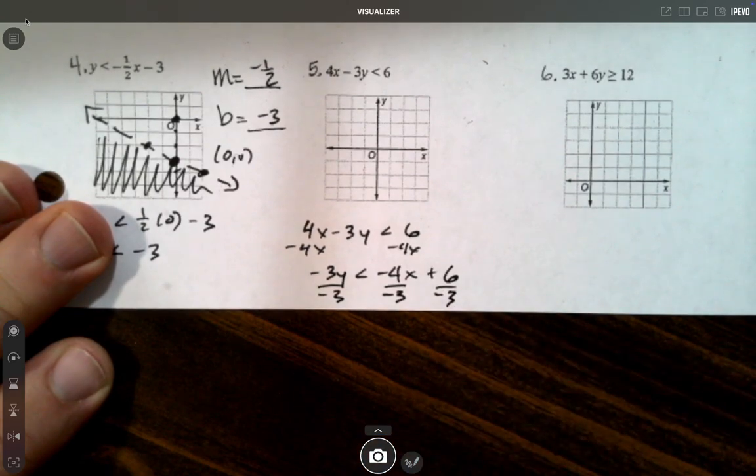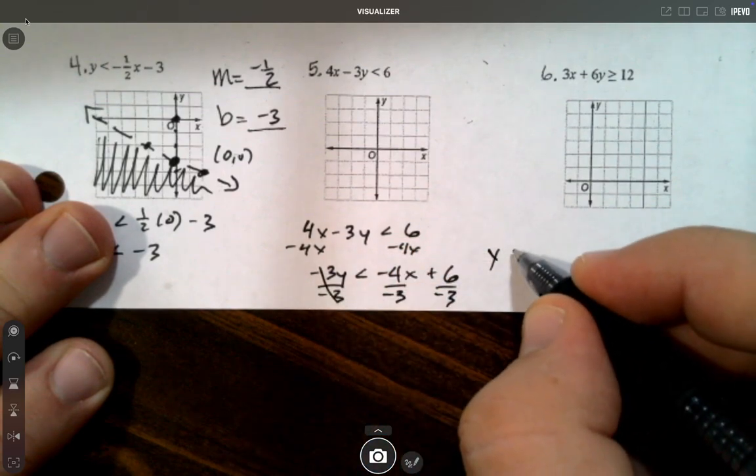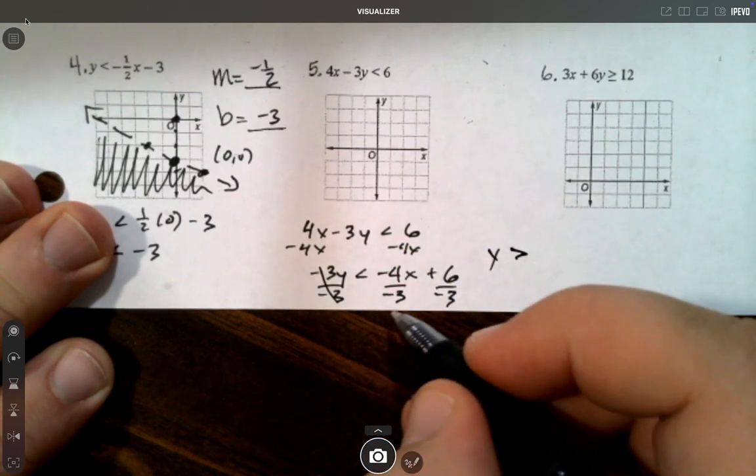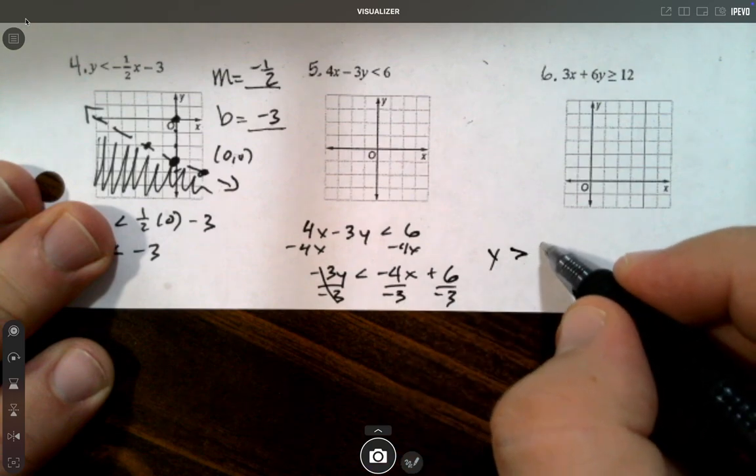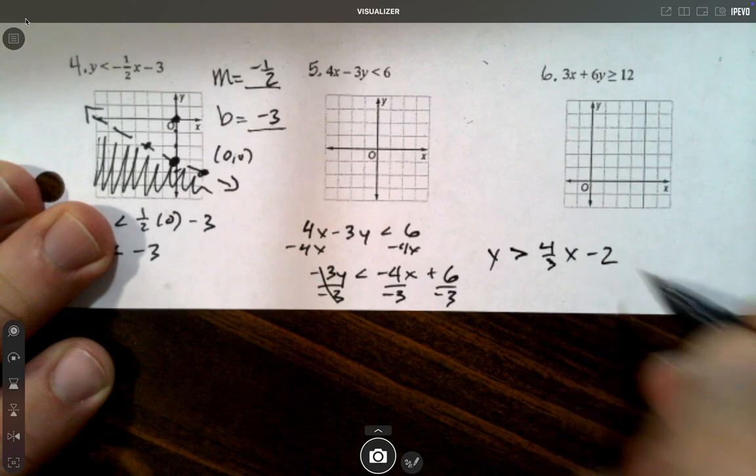Now this is an inequality. Since I divided by a negative number, I have to flip the inequality sign and make it greater than. And negative 4 over negative 3 is positive 4 over 3. 6 over negative 3 is negative 2.